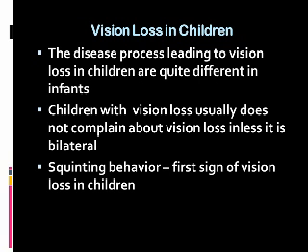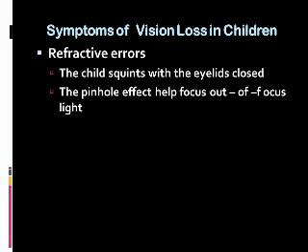Now, we have extensively discussed how these common eye problems present in infants. How about in older children? The disease processes leading to vision loss in children are quite different from those in infants. Children with vision loss usually do not complain about vision loss itself unless it is bilateral. Squinting behavior is the first sign of vision loss in older children. And one of the most common reasons of vision loss in children is refractive errors.